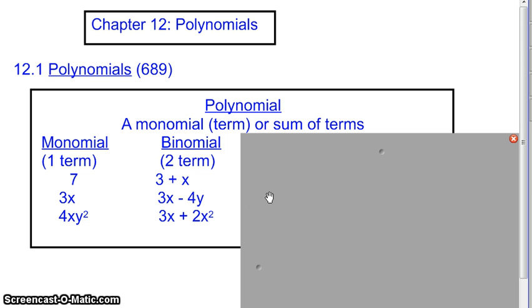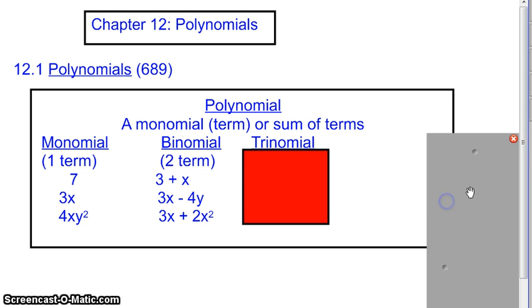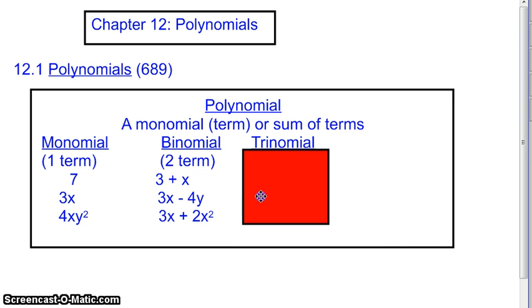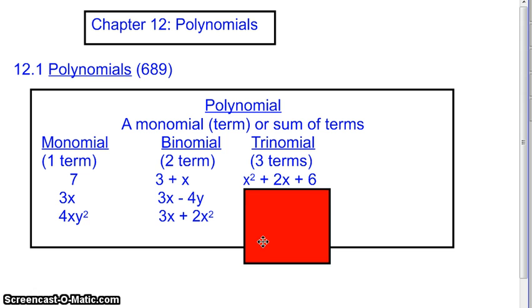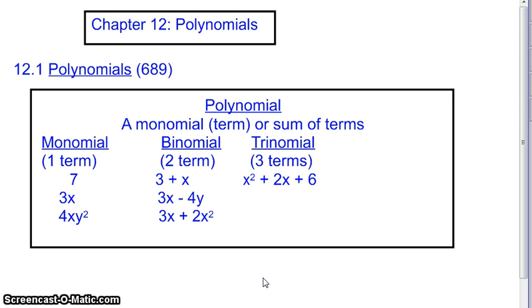Okay? And who can guess what the name is of a polynomial that has 3 terms? Anthony. Trinomial. 3 terms being added together. So we could have x squared plus 2x plus 6. That's just an example.